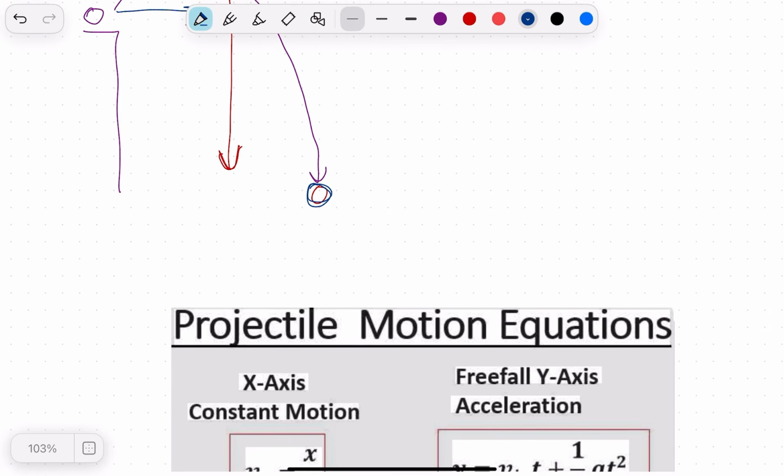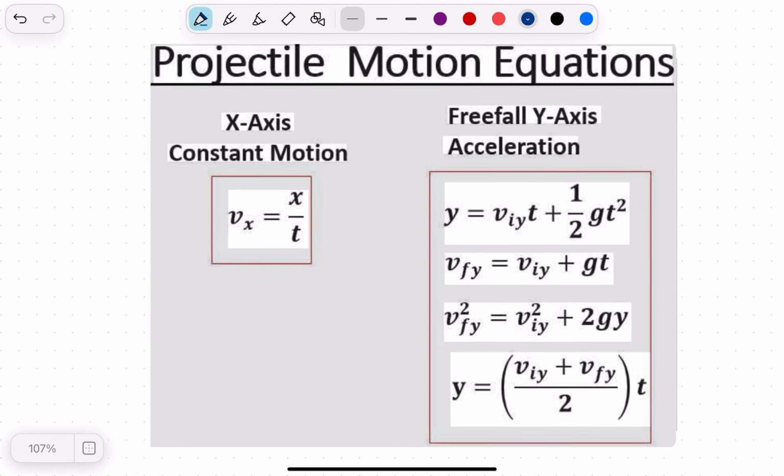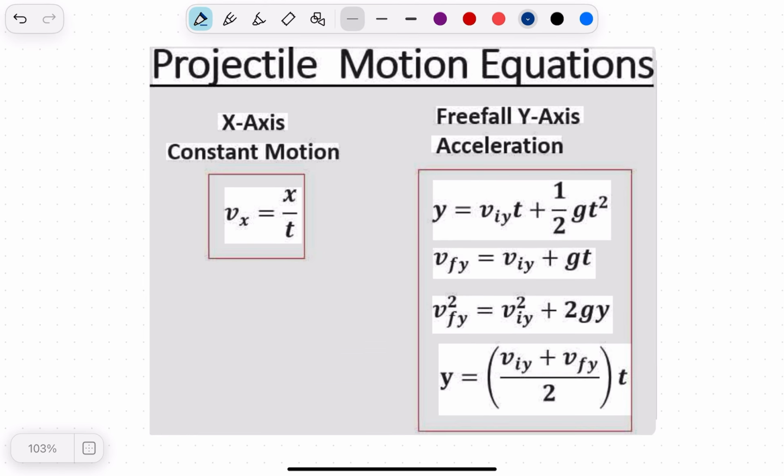Now, when we look at the projectile motion equations, this is specifically for the x-axis. The x is for how far you go, and time is just time. And that's basically it, because for the x-axis, like we talked about, velocity is constant when air resistance is negligible.